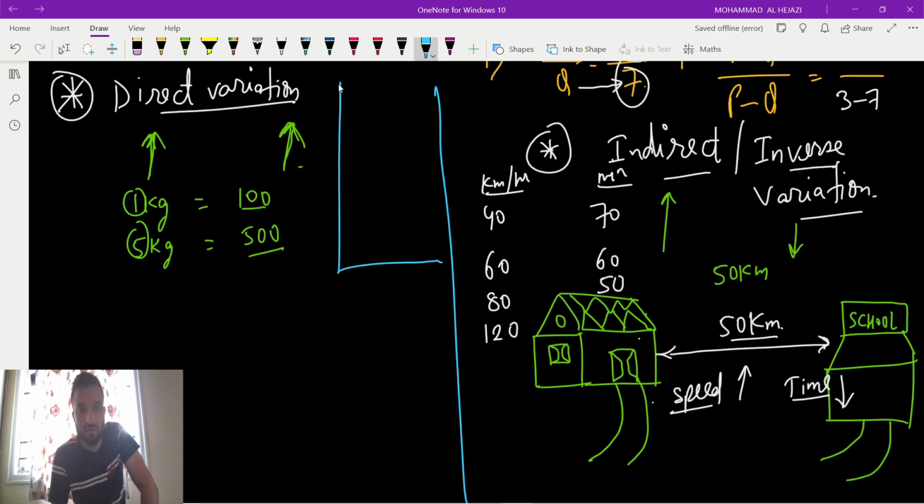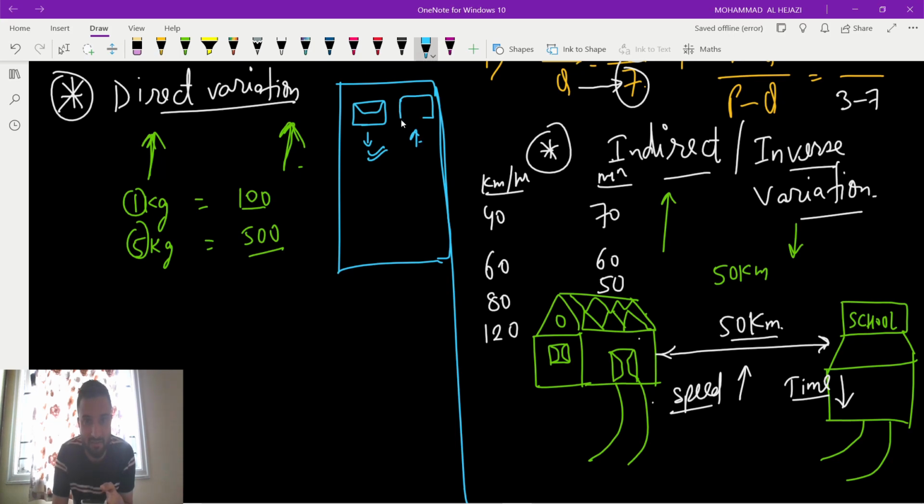Suppose you are chatting with one person. You are sending a message. Ting! Message came. Oh, open, double take, seen. You are sending the message, the other person is also sending you a message. Ting! Oh, open, seen. So what is happening? You are sending the message, the other person is sending the message. That is called direct variation. You are sending the message, your favorite person is sending you the message back. That is direct variation. Indirect variation, the same thing.